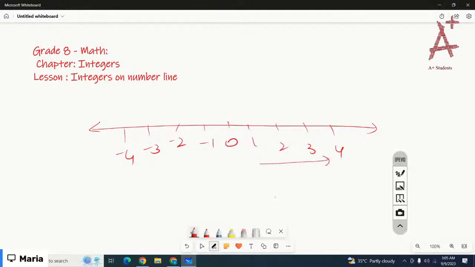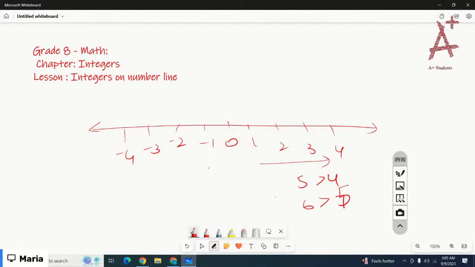As you are moving far from 0 on the positive side, the numbers are getting greater and greater, right? For example, the next number right after 4 is 5, and 5 is greater than 4. The next after 5 is 6, and 6 is greater than 5. Each next number is greater than the previous one, right?